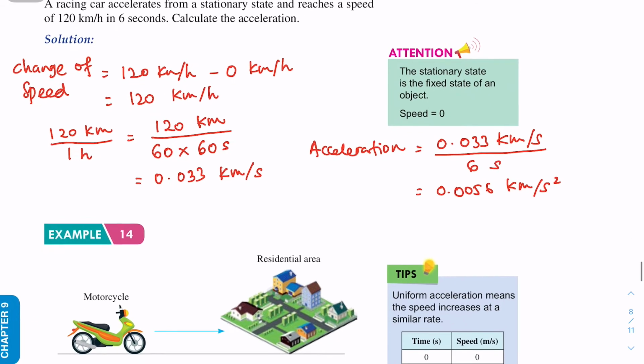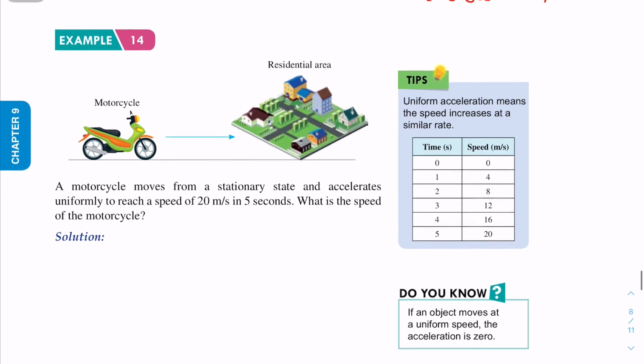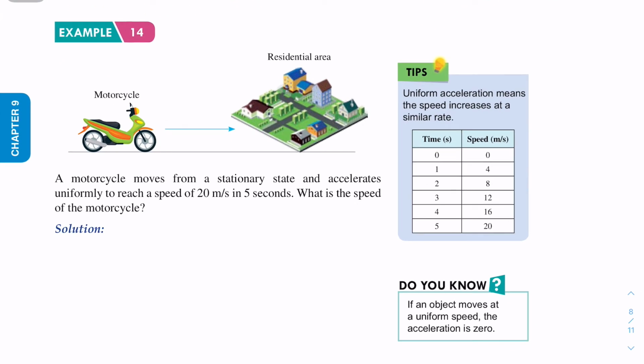Let's look at number 14. Example 14. A motorcycle moves from a stationary state and accelerates uniformly to reach a speed of 20 meter per second in 5 seconds. What is the acceleration of the motorcycle? Over here the unit is meter per second in 5 seconds, so we don't have any problem. We don't have to change any unit.